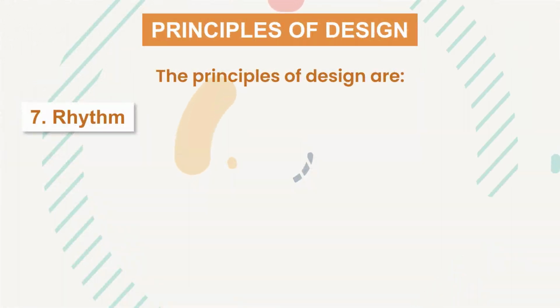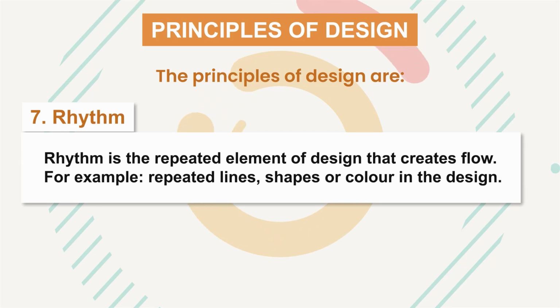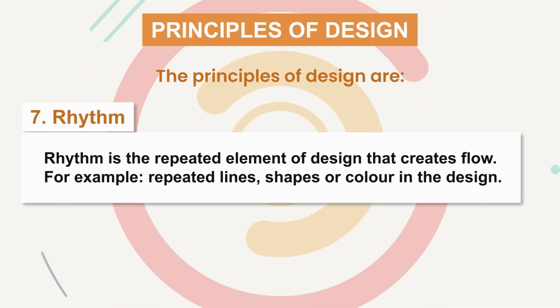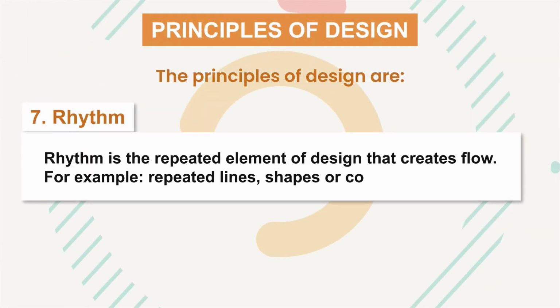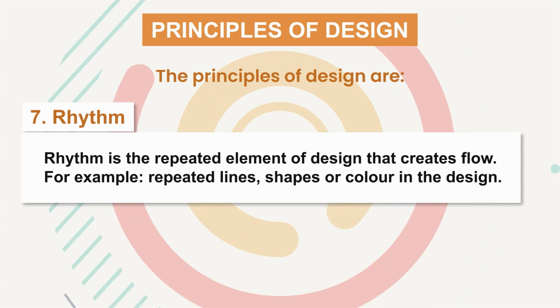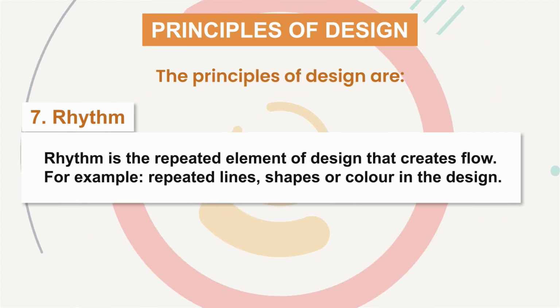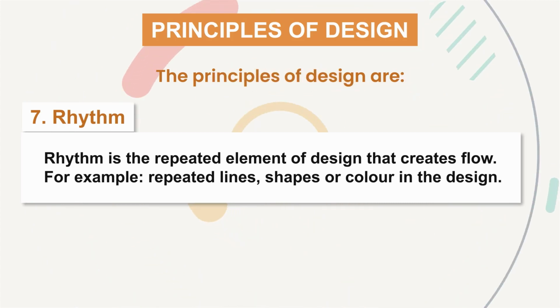Number 7, rhythm. Rhythm is a repeated element of design that creates flow. For example, repeated lines, shapes, or color in the design.